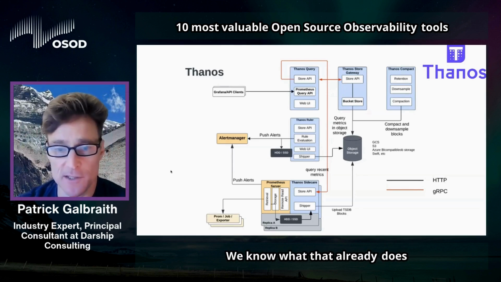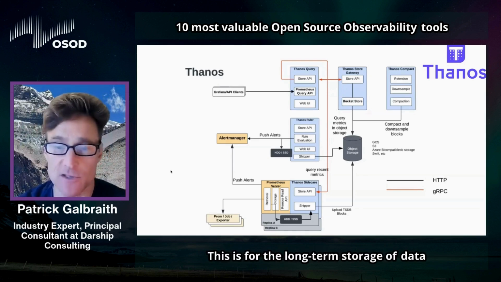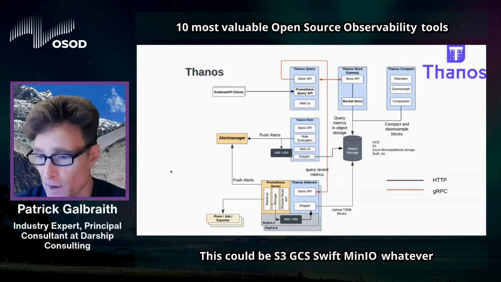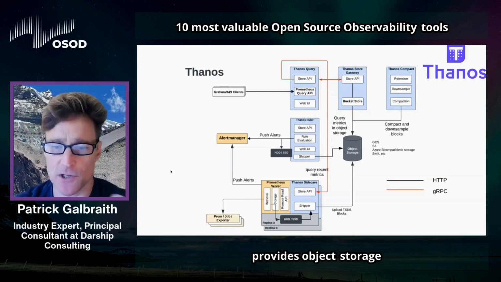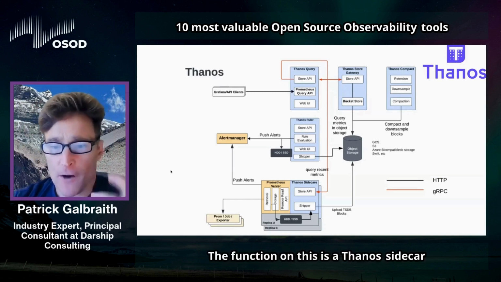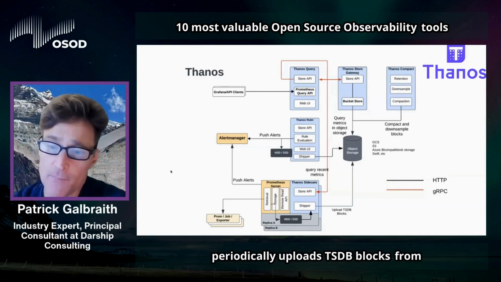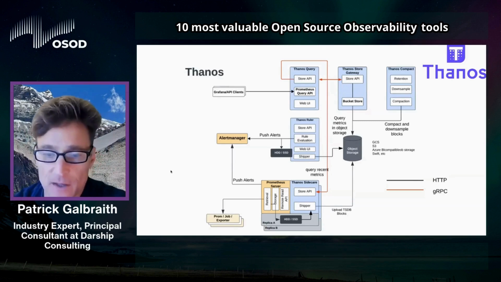We know what that already does. Object storage. This is for the long-term storage of data. This can be S3, GCS, Swift, MinIO, whatever provides object storage. The function on this is a Thanos sidecar periodically uploads TSDB blocks from Prometheus to the object store.